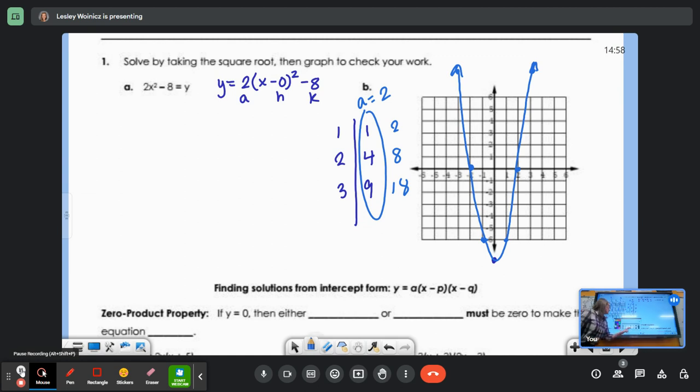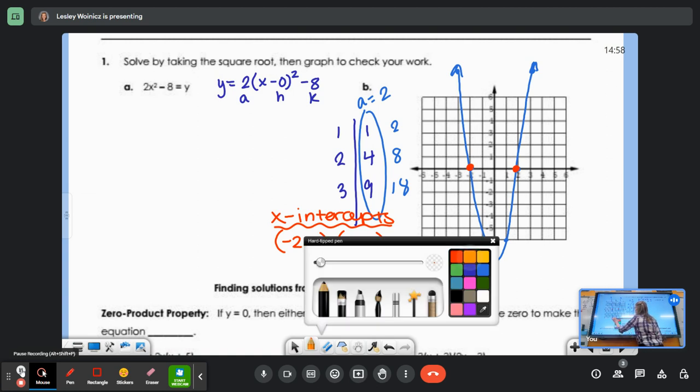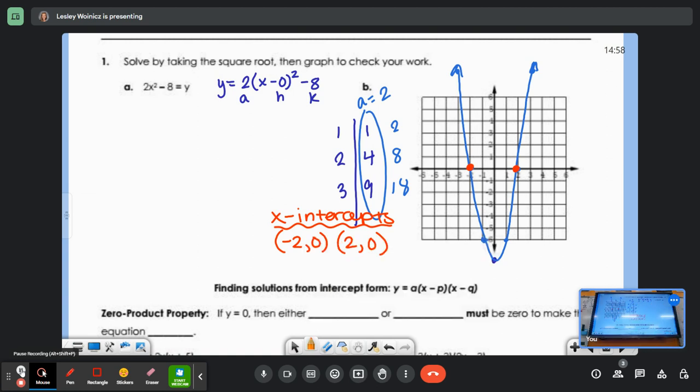So you can see very clearly that I have two beautiful x-intercepts. My x-intercepts are (negative 2, 0) and (positive 2, 0). These are the x-intercepts. So that's what we knew how to do from Unit 5. Then in Unit 6, we started learning how to find those points where we cross the x-axis.